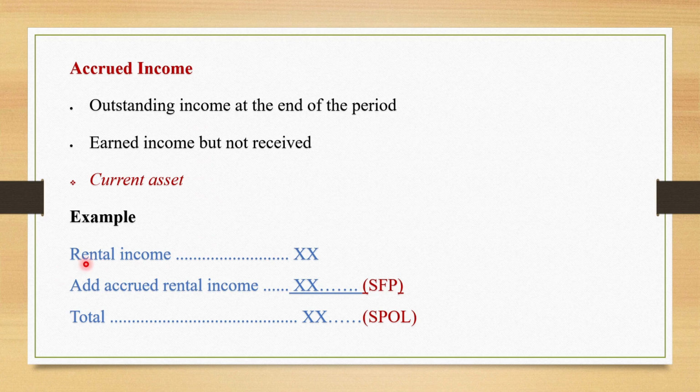Let's use this example. We have rent income. You have gained income from rent in this year. There is also the income they owe you, which is outstanding. You have already earned it but not yet received it. So you will get the rent income, you add also the accrued rent income, then the total will be recorded in the statement of profit or loss. Then this accrued rental income that was earned but not yet received is the one that is going to be recorded in the statement of financial position under current assets. Hope you are getting these things.